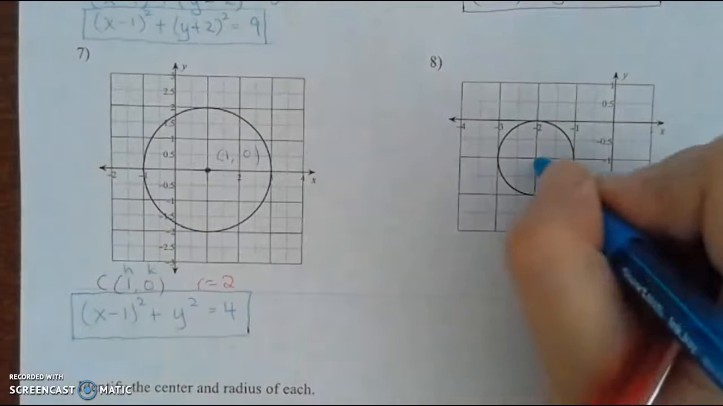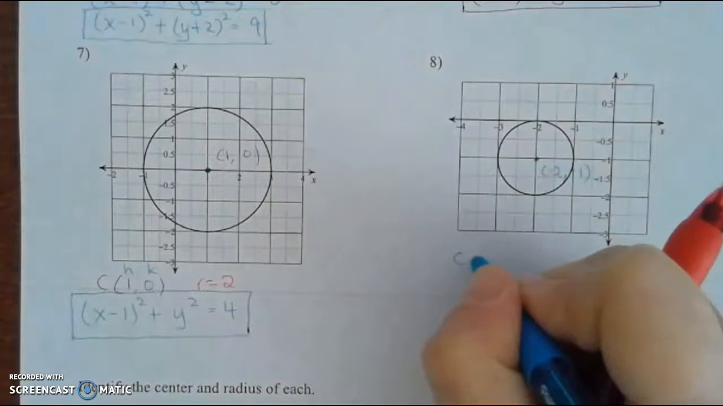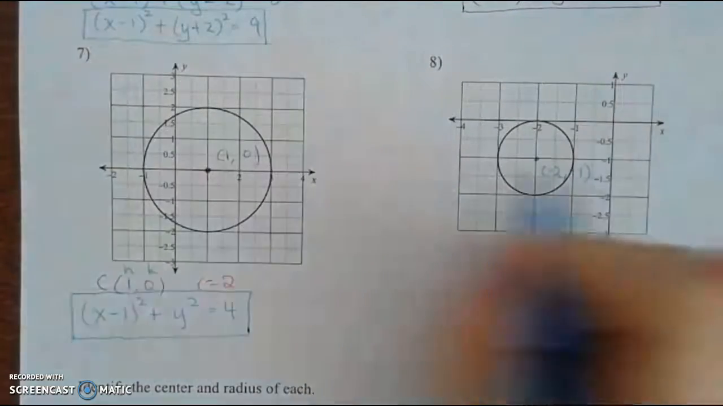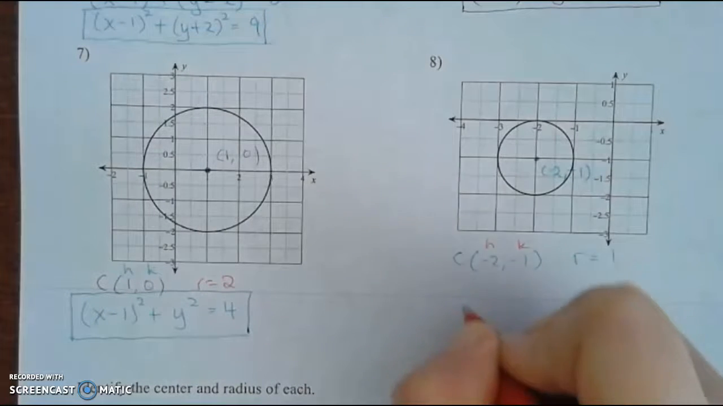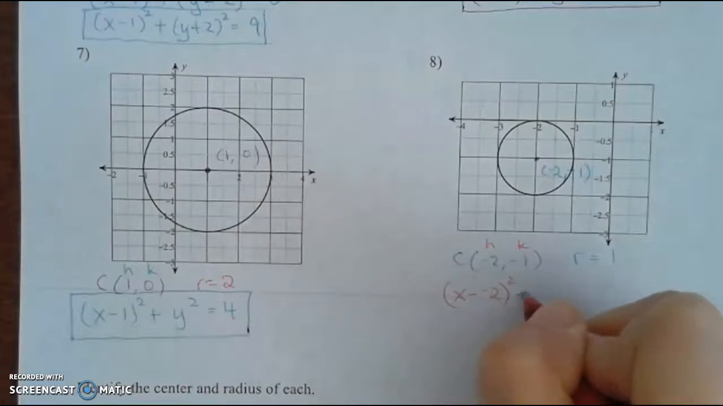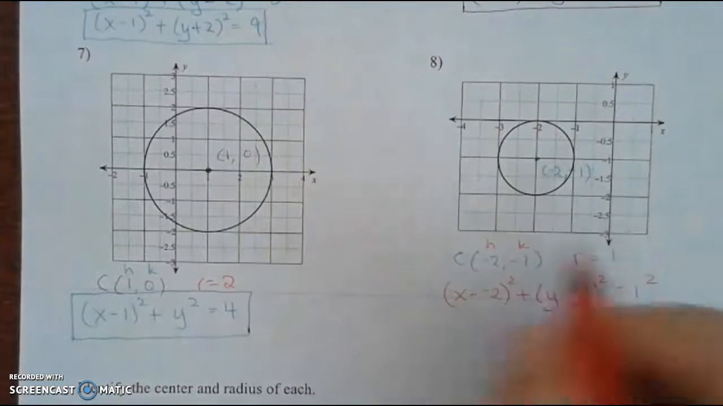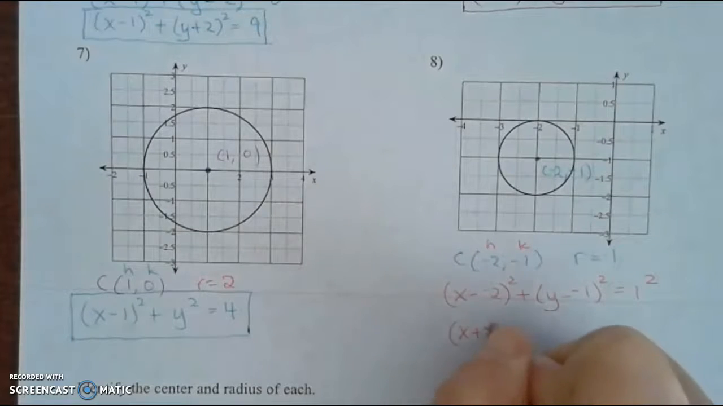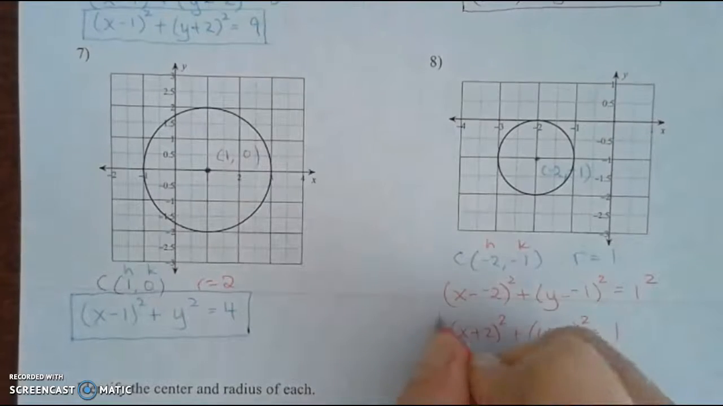Okay, what about this? The center is (-2, -1). Radius is 1, 1 unit up or in all directions. This is my h value, this is my k value, so the equation becomes x minus -2 all squared plus y minus -1 squared is equal to 1 squared. Simplifying the double negatives, that becomes x plus 2 all squared plus y plus 1 all squared is equal to 1. And that's my equation.